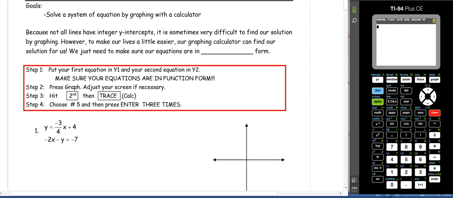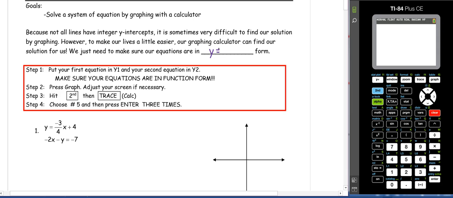This video is about solving a system of equations by a graphing calculator. Because lines don't always have integers as y-intercepts and they're sometimes difficult to find their solution graphing, we're going to make our lives easier and use a calculator. Remember, when we're using a graphing calculator, we always need to have the equations in y equals form. We did this before a little bit in first semester. There are a couple steps to remember.